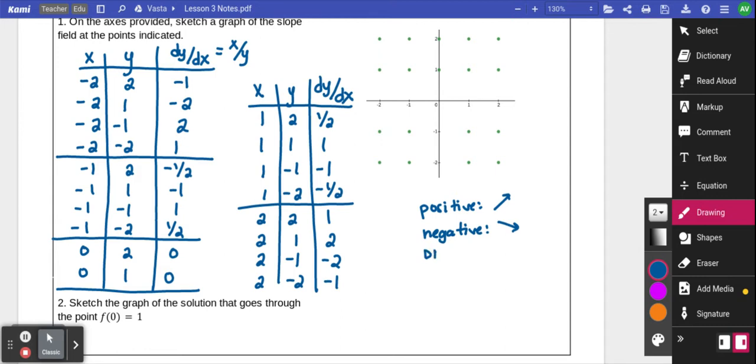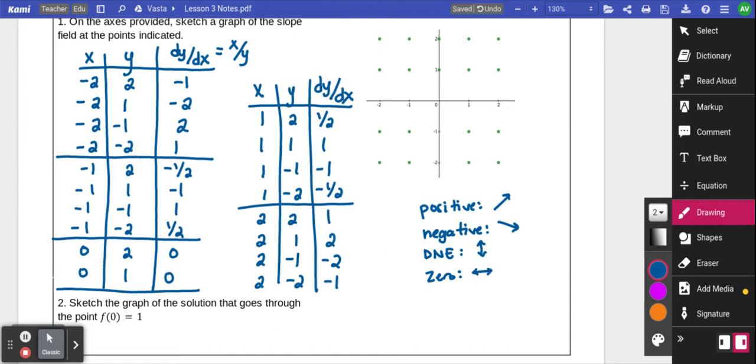A slope that does not exist. So for example, if one of these points I evaluated, I had like a number divided by 0, I would get does not exist. It's kind of like having a vertical line. So your slope would go straight up and down. And if one of the slopes that I calculated was 0, it would be a horizontal line. Slopes would go left and right.